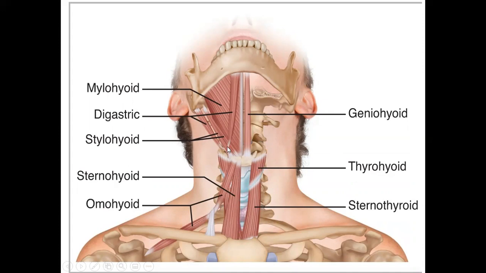For the suprahyoid muscles, we have the geniohyoid muscle. We have the stylohyoid muscle. Sorry, this is the digastric muscle. Okay, digastric muscle. We have the stylohyoid muscles and also the mylohyoid muscle. These are the suprahyoid muscles. So you have to remember this: geniohyoid, digastric, stylohyoid, and mylohyoid muscles. Okay, we have the hyoid muscles here, suprahyoid muscle and infrahyoid muscle.